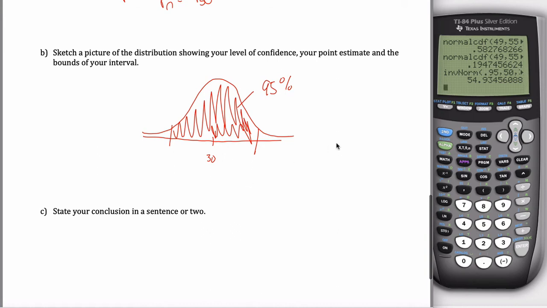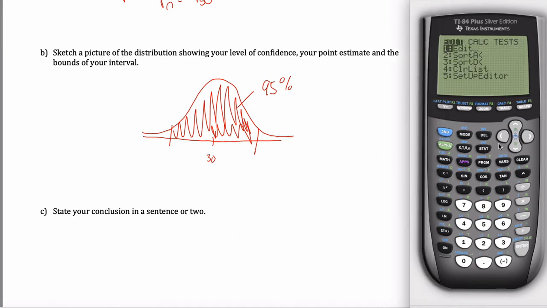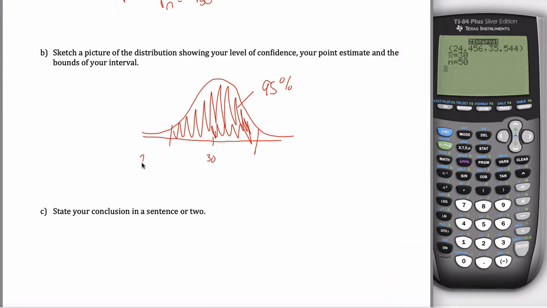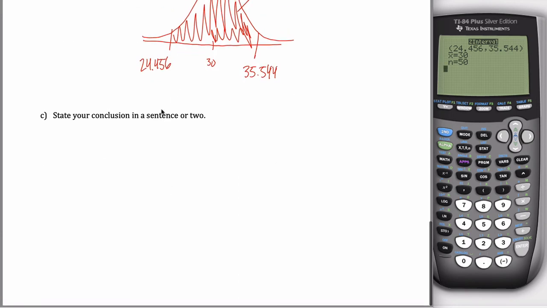And yeah, you could get there with inverse norm, but get in the habit of going over to tests and then selecting Z interval and giving it all the information that's given to you. Sigma's 20, X bar is 30, so I guess it's not the exact same numbers as your written problem. N is 50. And the confidence level is 95%. Calculator will spit out a couple numbers, 24.456 and 35.544.